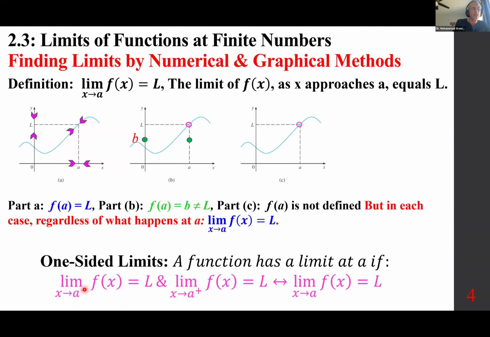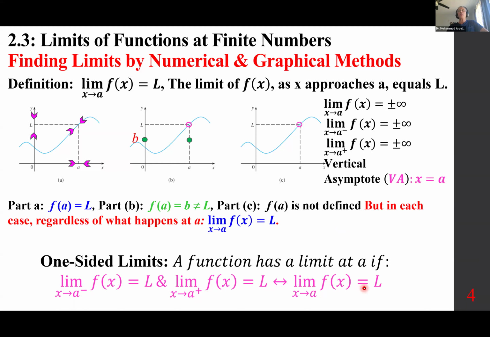This notation means a from the left. That means a little bit less than a. The limit of f of x as x approaches a from the left equals L. The limit of f of x as x approaches a from the right is L. This means a little bit larger than a, to the right of a. If the two are identical, the limit of f of x as x approaches a equals L.